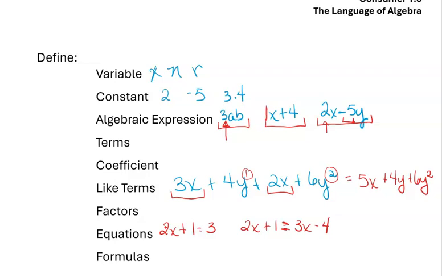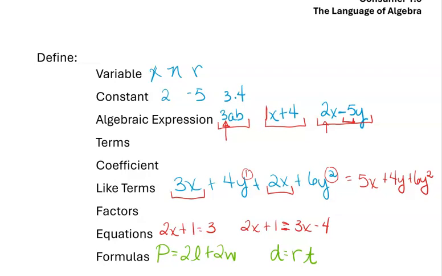And the last definition is of a formula. Now, a formula is a special kind of equation. It is an equation that relates at least two variables. So, for example, you can have the formula for the perimeter of a rectangle: P for perimeter equals 2 lengths plus 2 widths, and that formula would help you find the perimeter. Or you could have the distance formula: distance equals rate times time.